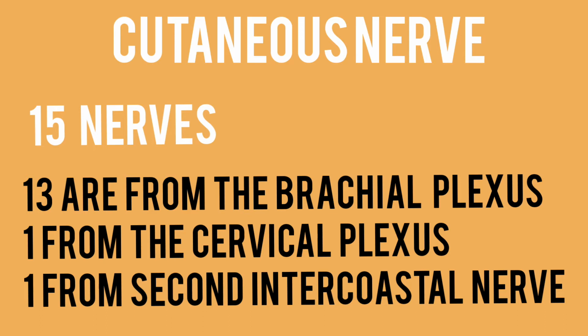We will be learning about this cutaneous nerve with the help of the dorsal aspect and the palmar aspect of the upper limb. This is the palmar aspect and this is the dorsal aspect of the upper limb. Now let us look at the individual cutaneous nerve and learn them in details.